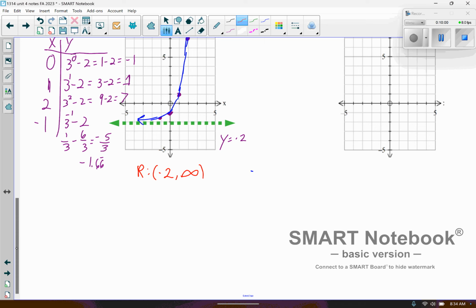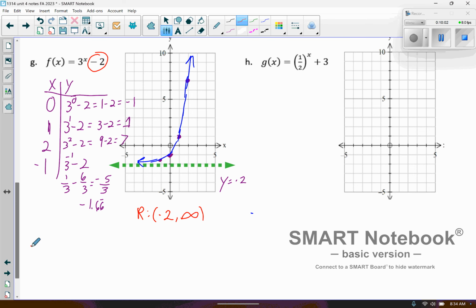All right. And then our next one, H, we have another shift, a vertical shift. We're going to go up 3, and that's where my horizontal asymptote's going to be right.